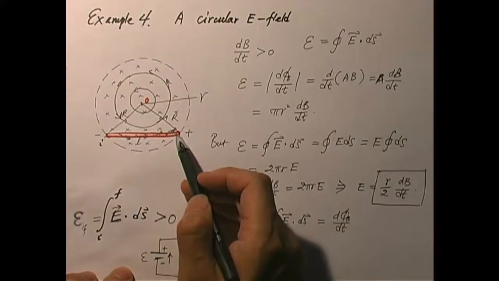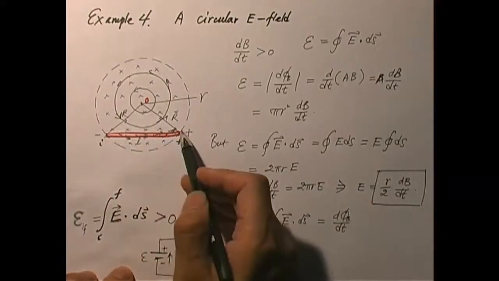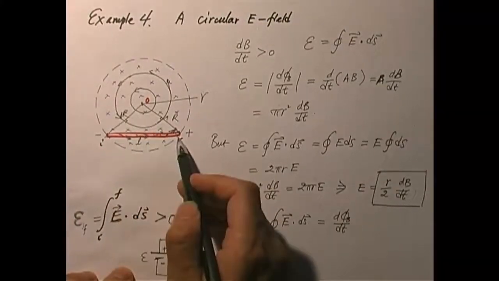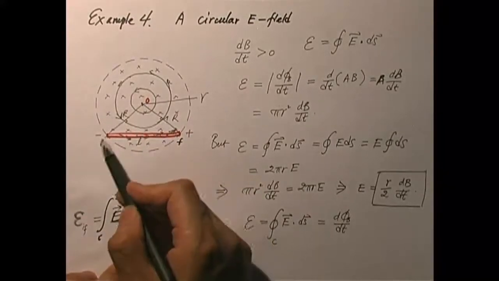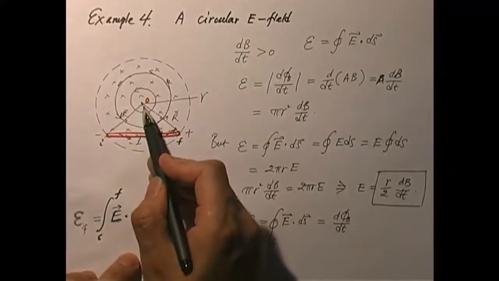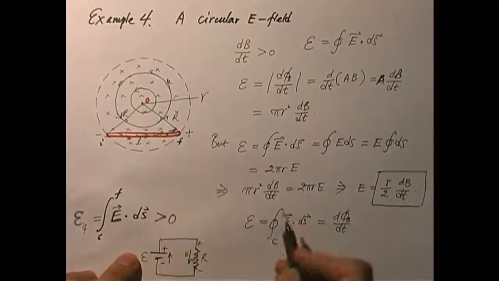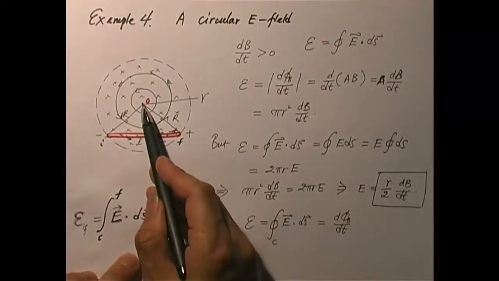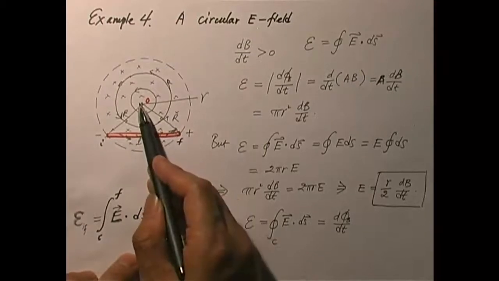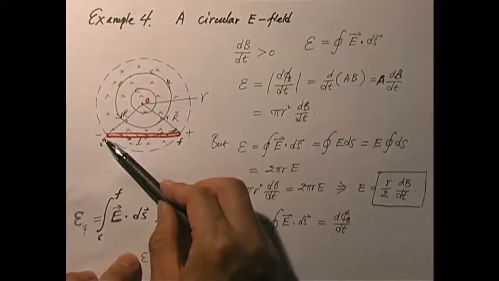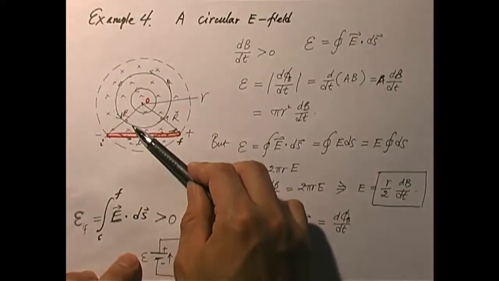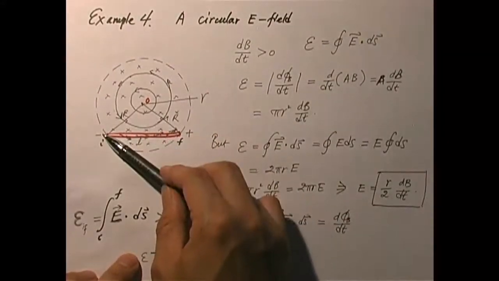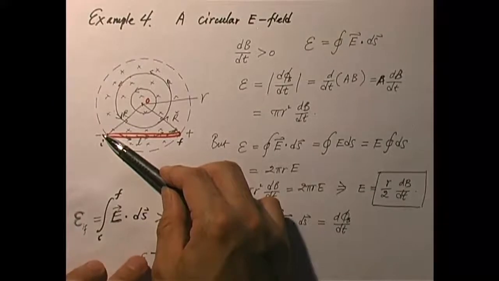Okay, it's an isosceles triangle. Radius r and radius r, and the base L. Now if I follow this contour, 1, 2, 3, the integral will be the sum of 3 segments. 1, 2, 3, right? But going from here to there, what do you get? ds is like that, E is like that. What's the integral of E dot ds from here to there? 0, because E and ds are perpendicular to each other.